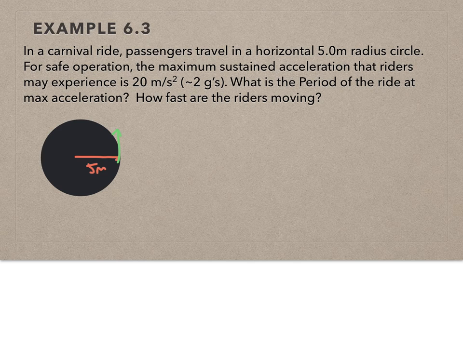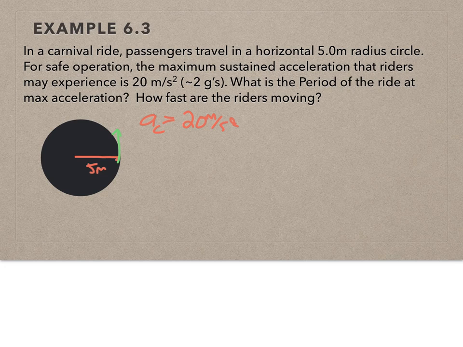Okay, we have to assume here that it's constant speed, and this is correct, but it's just changing direction. So we're talking about a centripetal acceleration. My centripetal acceleration at most can be 20 meters per second squared. About 2 G's, with 1 G being about 10 or 9.8. What is the period of the ride at max acceleration? How fast are the riders moving?